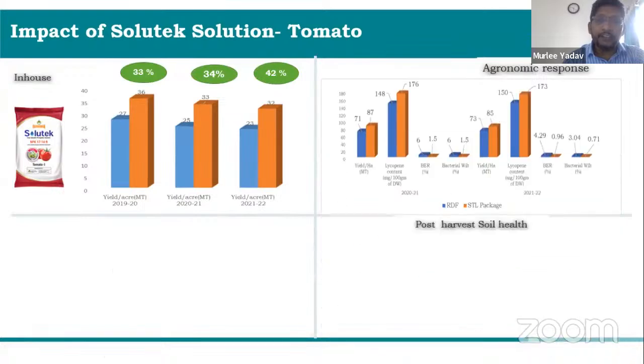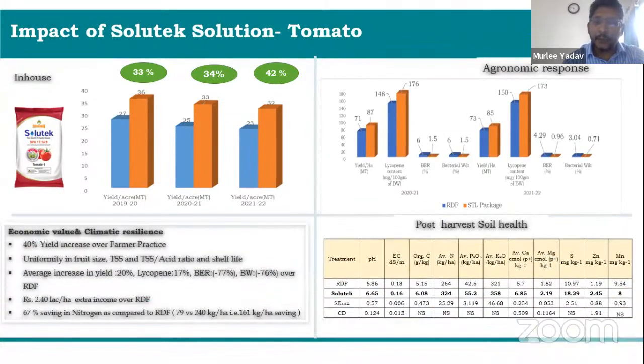So same we have tested in case of tomato. If you go by here also, we have tested our solution at IHR Bangalore, Indian Institute of Horticulture Research. First, we optimize in-house our solution against the farmer practice and RDF. You can see how much yield improvement is happening. After that, we have validated from IHR.